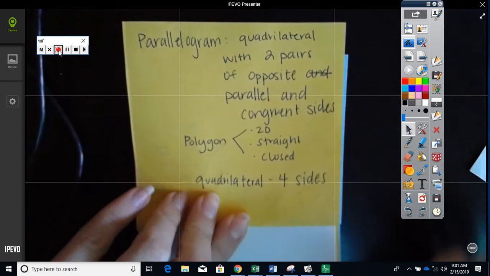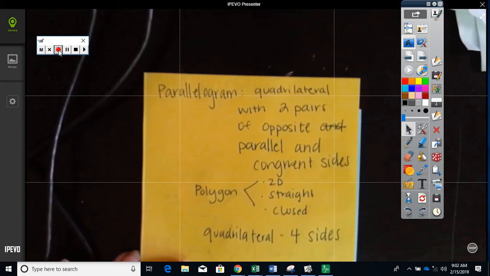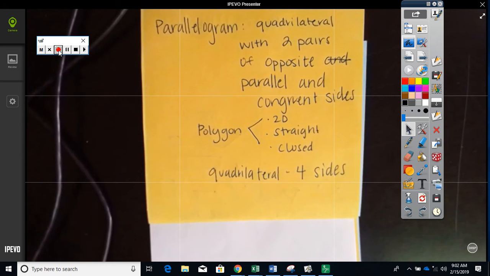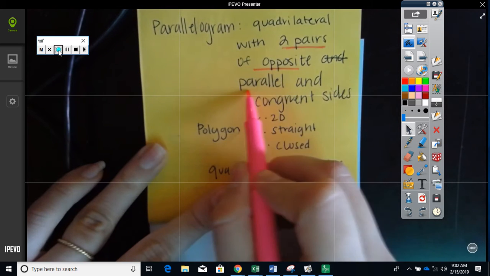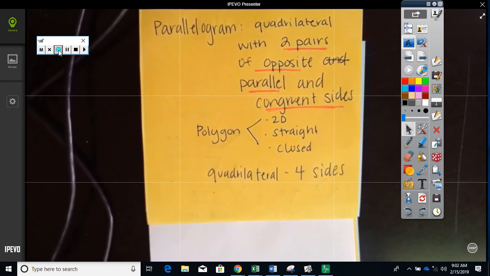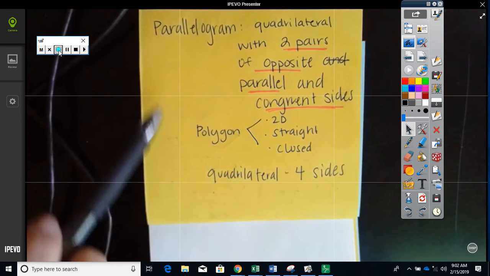But what makes it different, special, unique, what sets it apart from just being a regular quadrilateral or just being a regular polygon, is this part right here: two pairs of opposite, parallel, and congruent sides. Just like you took a pre-test today, you'll have to take a test over the different shapes, and you'll have to start thinking, okay, what makes a parallelogram different than a polygon?